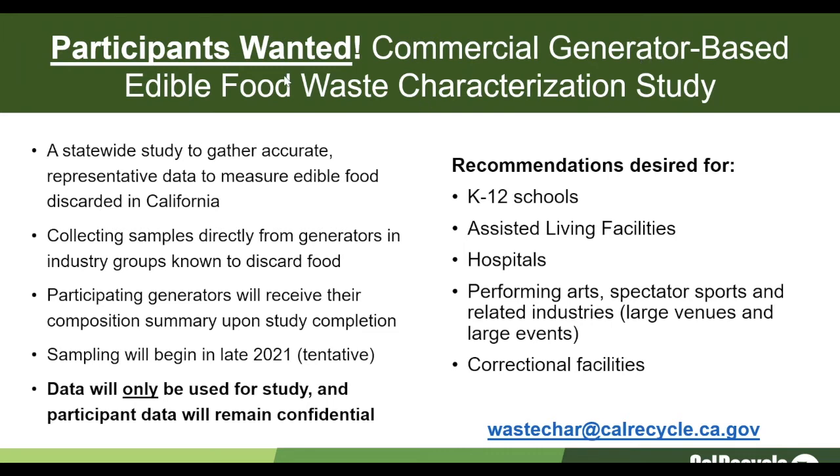Some of the industry groups we expect to be more difficult to recruit are listed in the slide. So that's the recommendations desired for K through 12 schools, assisted living facilities, hospitals, performing arts, spectator sports and related industries, large venues and large events, and finally correctional facilities. So, if you have any recommendations on any of those groups or any other groups that you're aware of that we're sampling from that may be interested in participating and getting a composition report for their organics and their trash bin, please let us know.